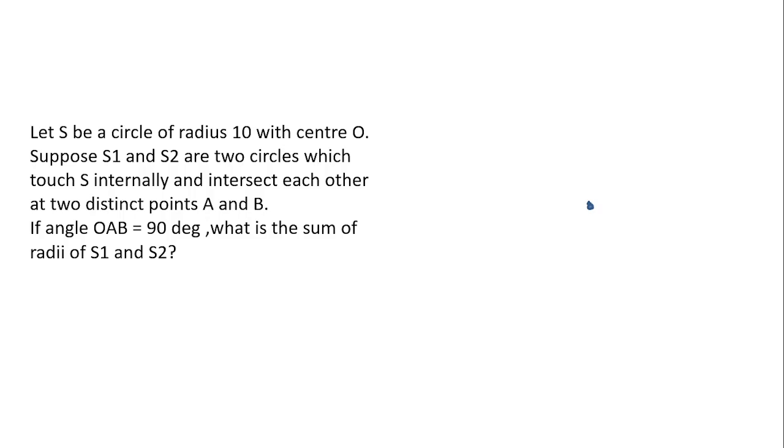So the question says, let S be a circle of radius 10 with center O. Suppose S1 and S2 are two circles which touch S internally and intersect each other at two distinct points A and B. If angle OAB is 90 degrees, what is the sum of radii of S1 and S2? That means the question is something like this. Let it be a bigger circle and it has two internal circles.